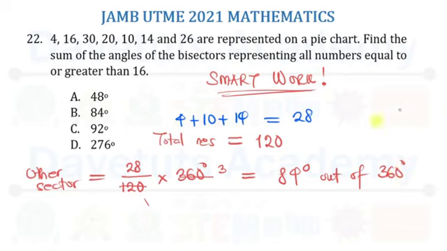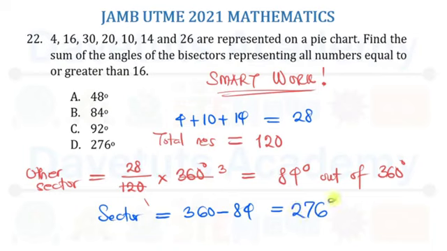That means what we're asked to find, the sector representing numbers equal to or greater than 17, the sector that we are looking for is 360 minus 84. And that's going to be what? 10 minus 4 is 6. Okay, remaining 5. 15 minus 8 is 7, remaining 2. So 276 degrees. And you see, that's what I was just looking at originally. That this option D is definitely the answer.